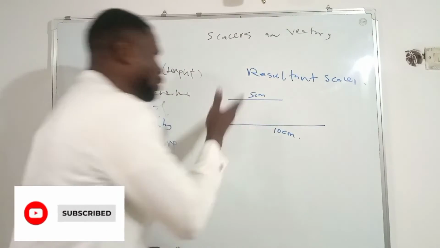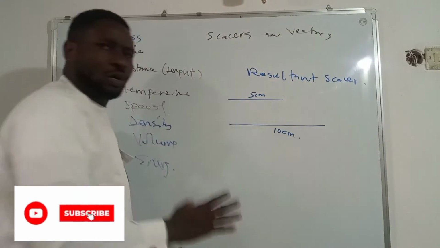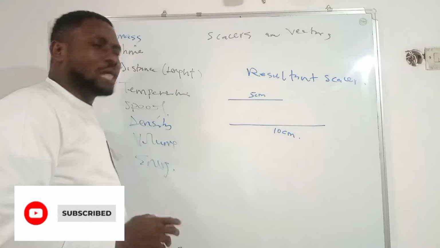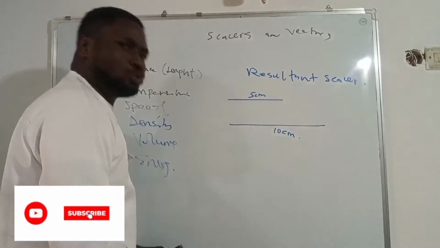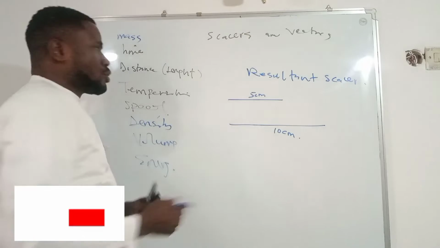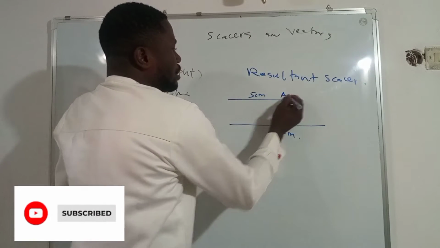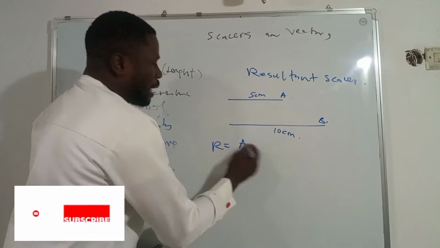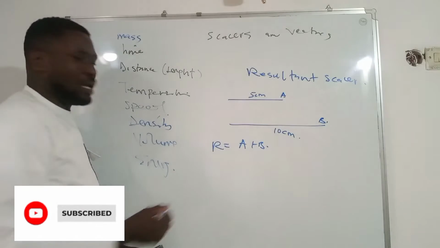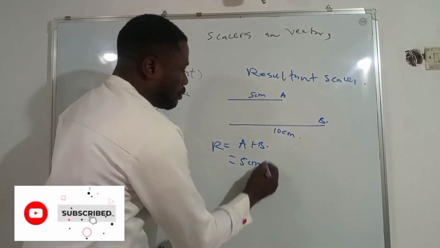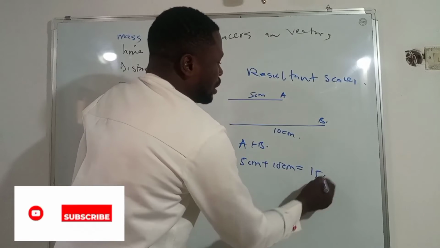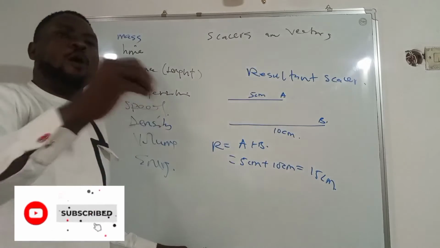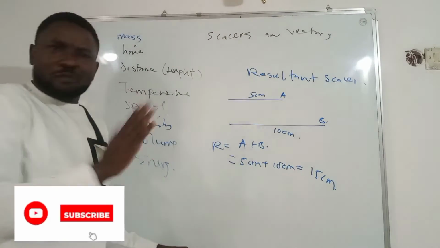Now, when you look at this, you discover that there is no direction. Because there is no direction, it simply tells you that this is a scalar quantity. And if it's a scalar quantity, what you need to do is simply to add the magnitudes together. If I call this one scalar A and this one scalar B, the resultant is simply the magnitude of A plus the magnitude of B. That will be 5 centimeters plus 10 centimeters, and of course, that will be 15 centimeters. You see, the addition of two or more scalars is simply what?